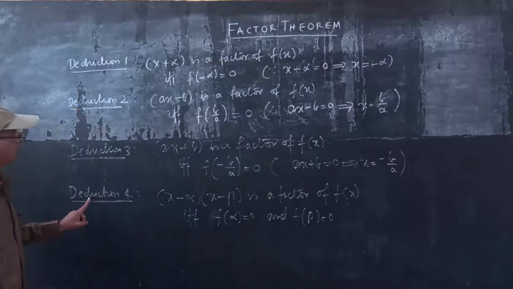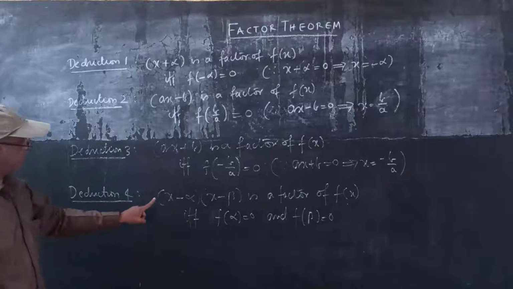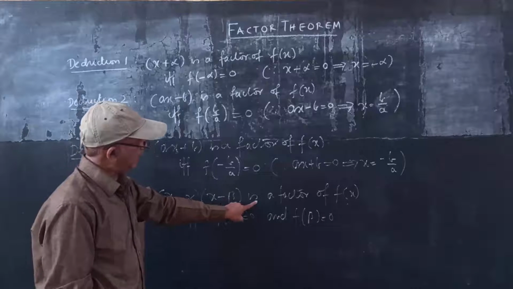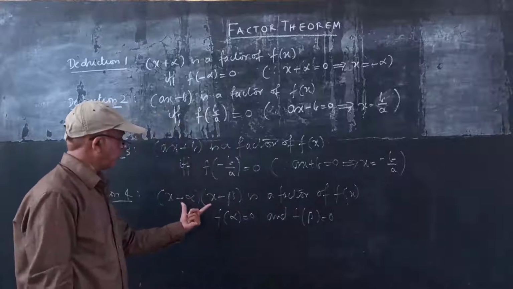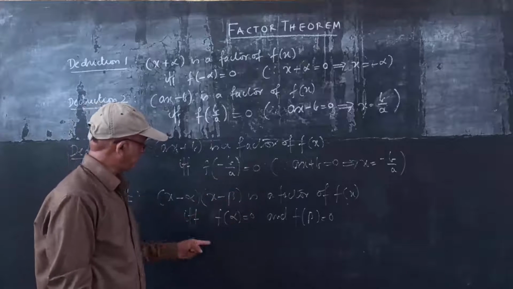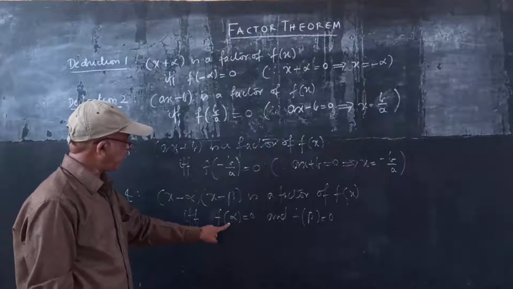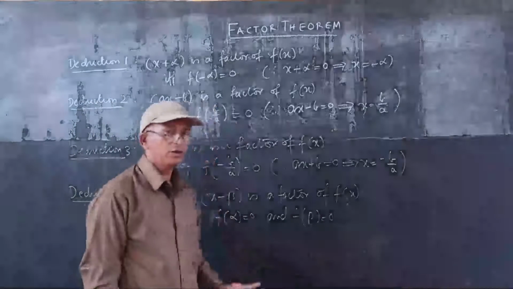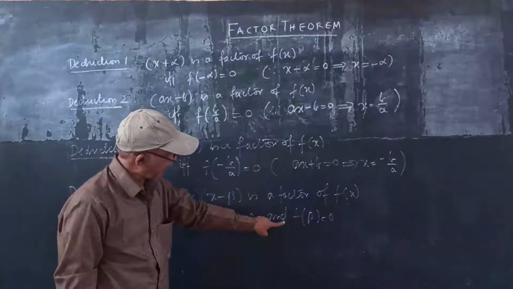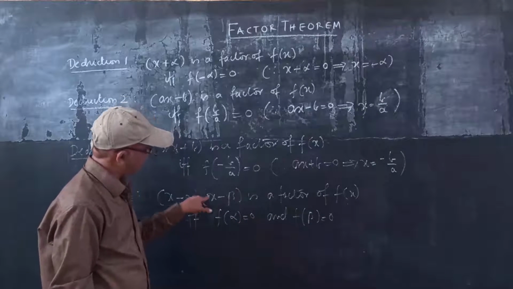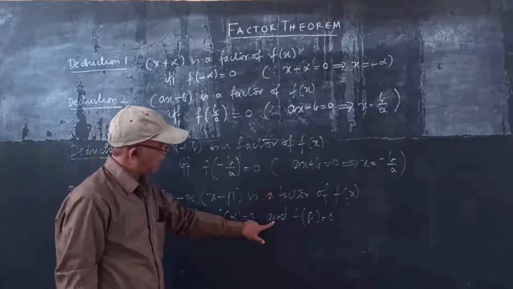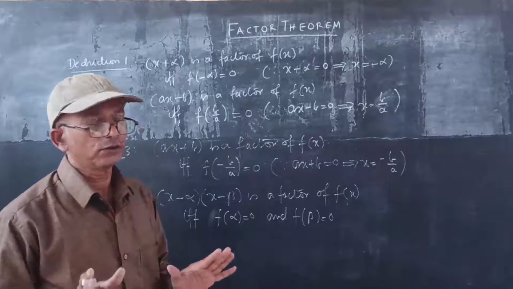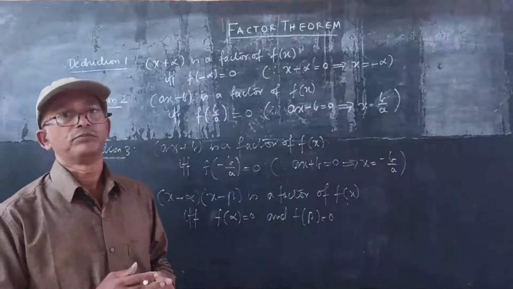Now, deduction 4. (x minus alpha) times (x minus beta) is a factor of f(x) if and only if f of alpha is equal to 0 and f of beta is equal to 0. Please note that here we are using 'and' because we are considering both. So f(alpha) is equal to 0 and f(beta) is equal to 0. These are the 4 important deductions related to factor theorem.